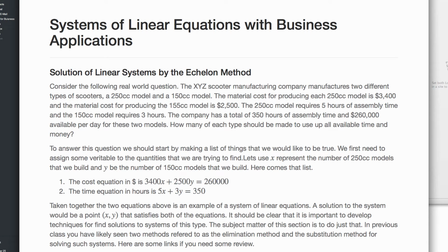Hello. Okay, I'm going to do this example like you would want to solve this problem if you were taking an exam or something. If you really were solving this problem. So the idea is that we have this situation where we're manufacturing two different types of motorcycles. We've got the 250s and the 150s. And we're given certain information, and the question is how many of each do we build?